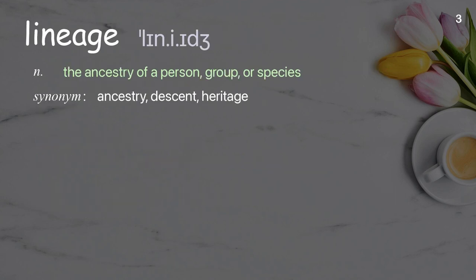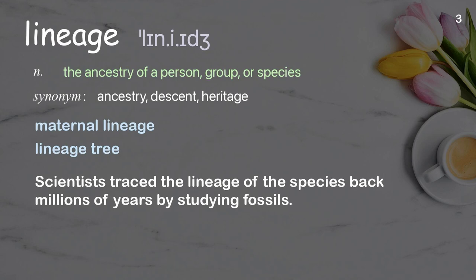Lineage. The ancestry of a person, group, or species. Examples: Maternal lineage. Lineage tree. Scientists traced the lineage of the species back millions of years by studying fossils.